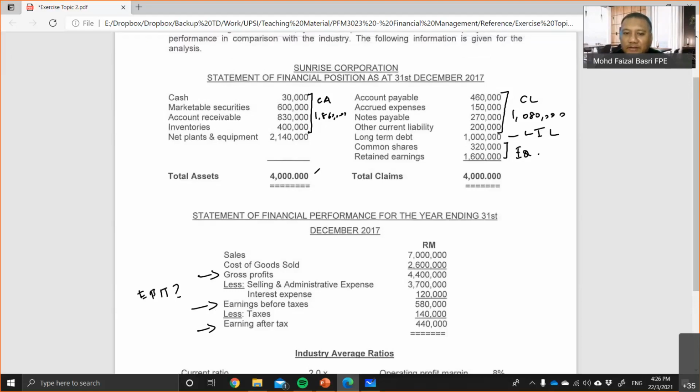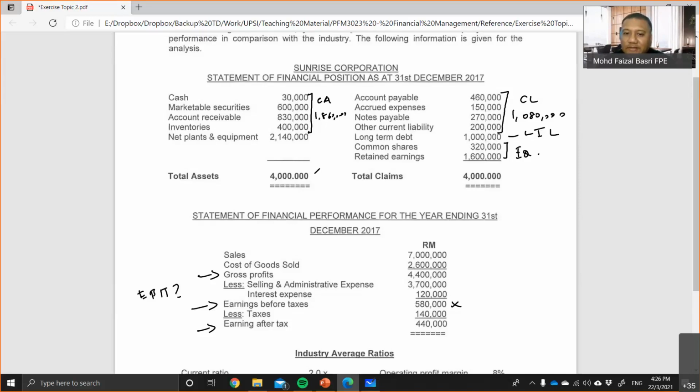So if you use this one, 580,000, this is wrong. But the formula is earnings before interest and taxes divided by interest. So interest here is 120,000. So how to find EBIT? EBIT is hidden somewhere. It's actually here, above, in between these two.